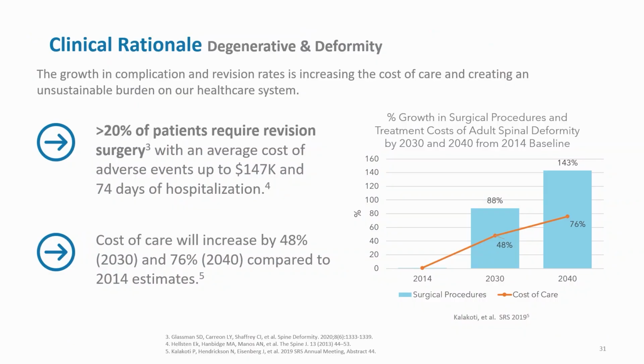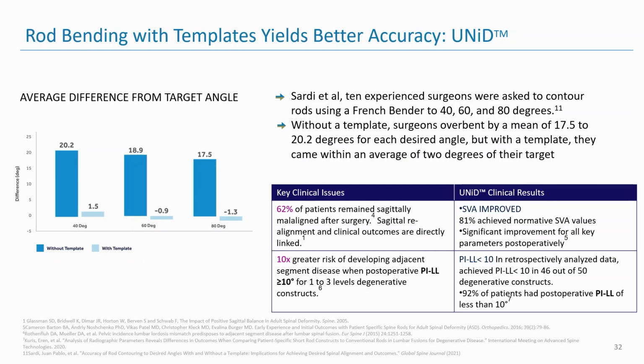And why does this matter in terms of cost, which is the topic of our conversation? So more than 20% of patients require revision surgery, with an average cost of adverse events of $147,000, 74 days of hospitalization. That's going to increase as the baby boomers age, and we're going to have a 76% increase in 2040 compared to 2014 estimates. So if we cannot get this right, we are going to overwhelm our healthcare system and our hospitals. Rod bending templates yield better accuracy, so we can do this better.